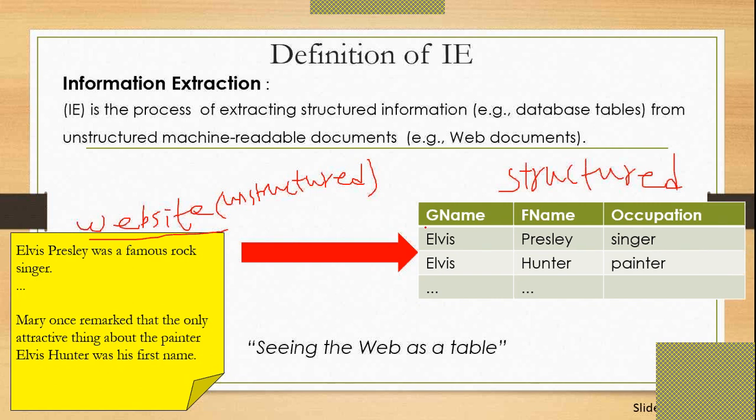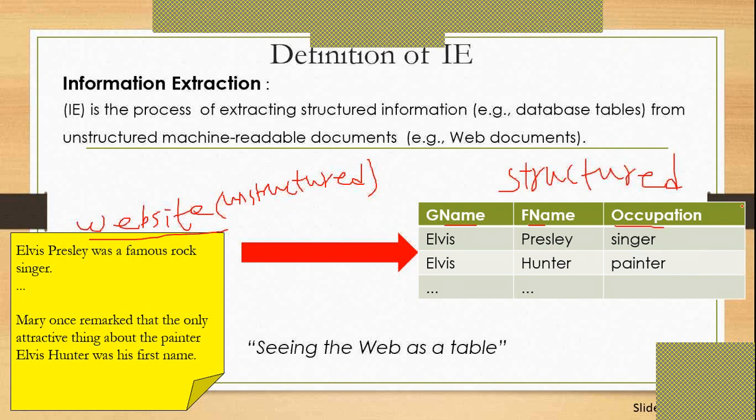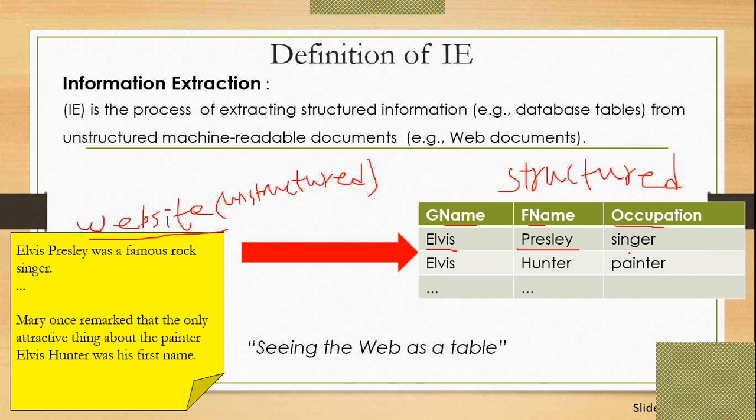So what is the structured data? That is the first name, last name, and occupation. This Elvis is the first name, then Presley is the last name, and then the occupation. So from this you can find out what the first name is, what the last name is, and what your occupation is.